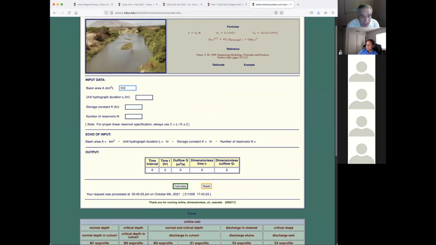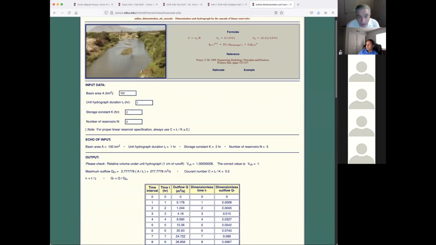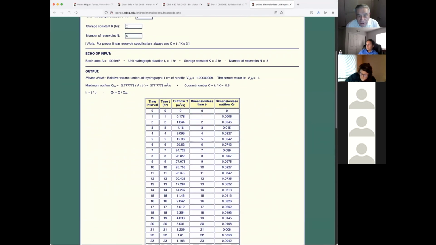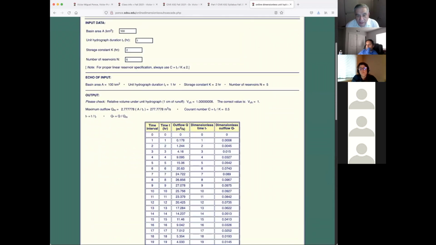Basin area, let's say 100 kilometers. Unit hydrograph duration, say 1 hour. Storage constant, 2 hours. It has to be greater than the unit hydrograph duration. And number of reservoirs, 5. Okay, and here we get the dimensionless outflow: dimensionless time and dimensionless outflow. And these numbers in here are going to be repeated throughout in all the calculators that I'm going to show you tonight.